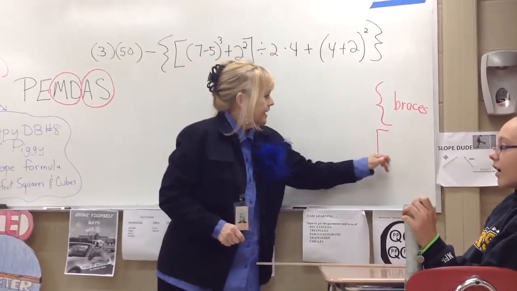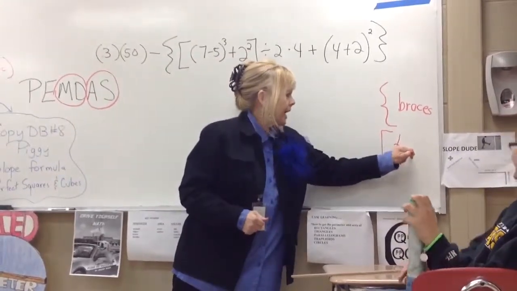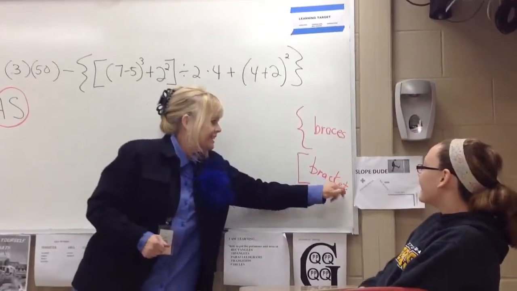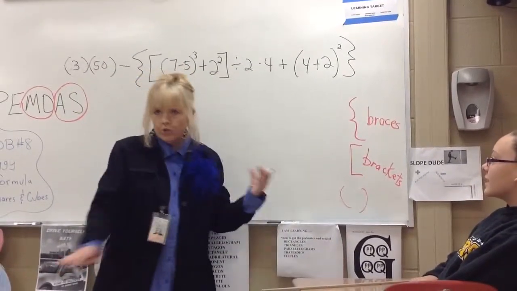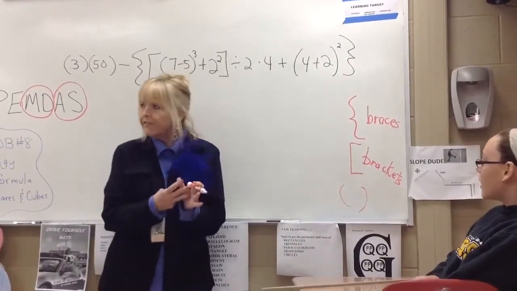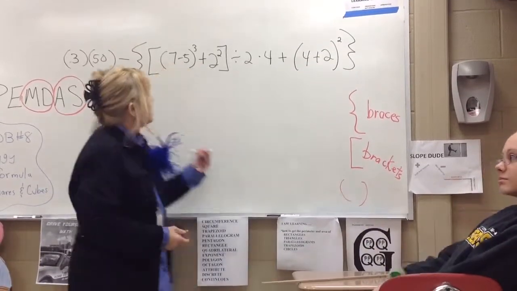This is hard. And it's called a bracket. It has a hard sound. Bracket. Those are brackets. And then these are called parentheses. Those are just normal parentheses. You have 3 different sets. And what you have to do is take 3 different colors and outline them.